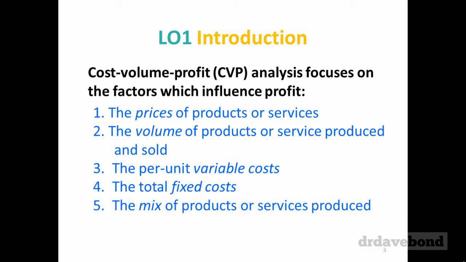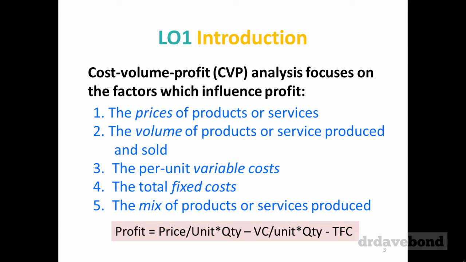So the first starting point is the factors which influence profit. Now the first four, and I'll come back to the equation we worked out earlier today. Profit equals price per unit multiplied by quantity. That's your revenue. Take away from that all your costs, which are your variable cost per unit times quantity. Take away your total fixed cost. So on the right-hand side of the equation, we have revenues minus costs. And on the left-hand side of the equation, we have your target profit.